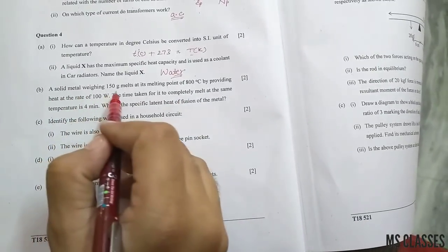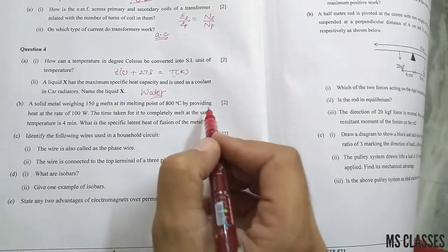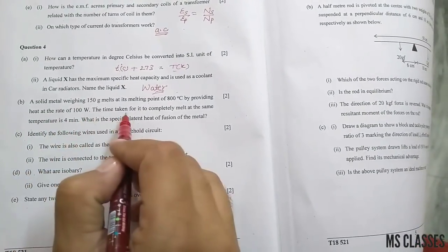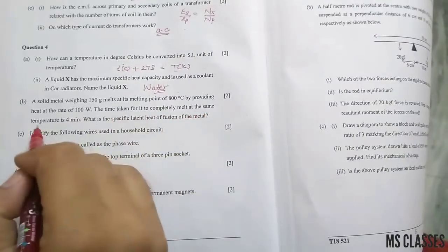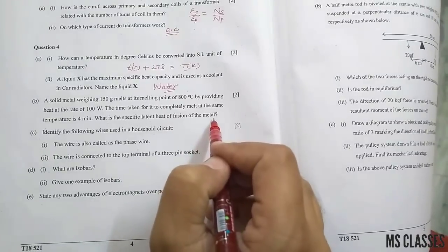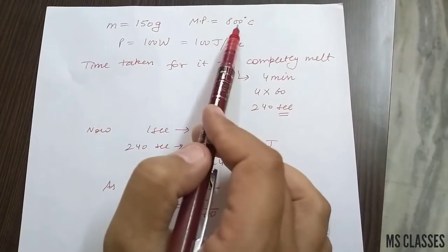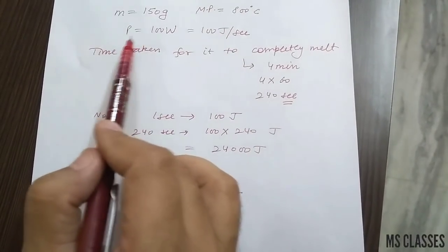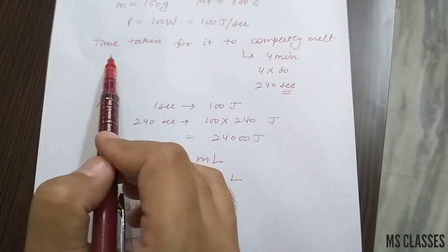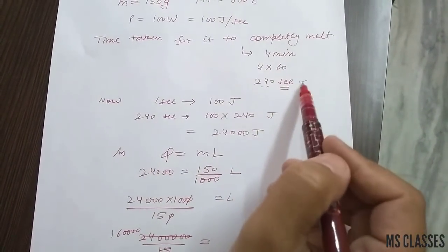Now a solid metal weighing 150 gram melts at its melting point of 800 degrees Celsius by providing heat at the rate of 100 watt. The time taken for it to completely melt at the same temperature is 4 minutes. So what is the specific latent heat of fusion of the metal? Here mass is given, 150 gram. The melting point is given, 800 degrees Celsius. The power is also given, which is 100 watt, which is 100 joule per second. The time taken to completely melt is 4 minutes, which is 240 seconds.